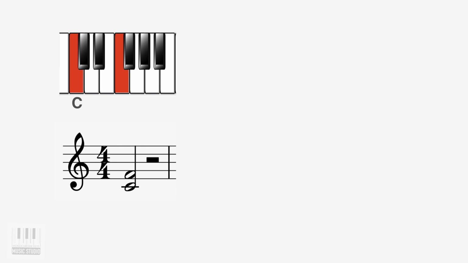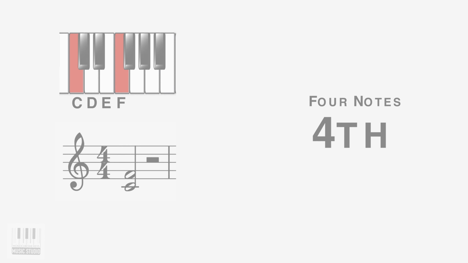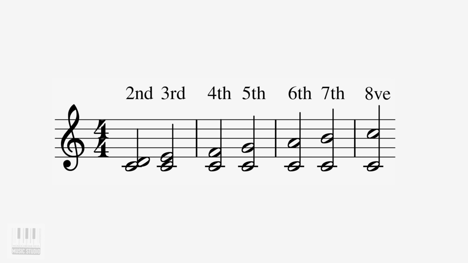So we've got C, D, E, F. 4 notes. So let's call this a fourth for now. I'm going to cycle through all of the intervals from second to seventh. A second interval, if we're starting on a C, is a C and a D.